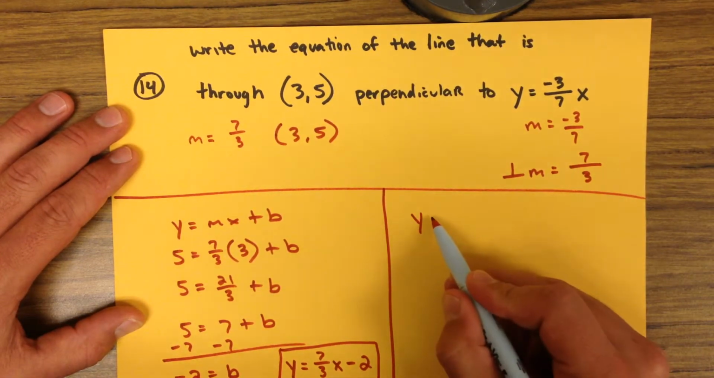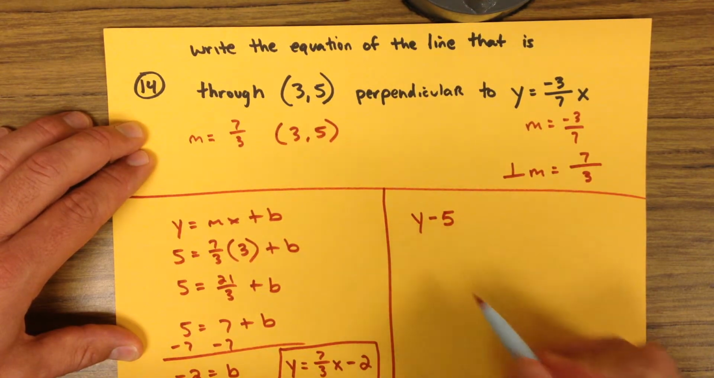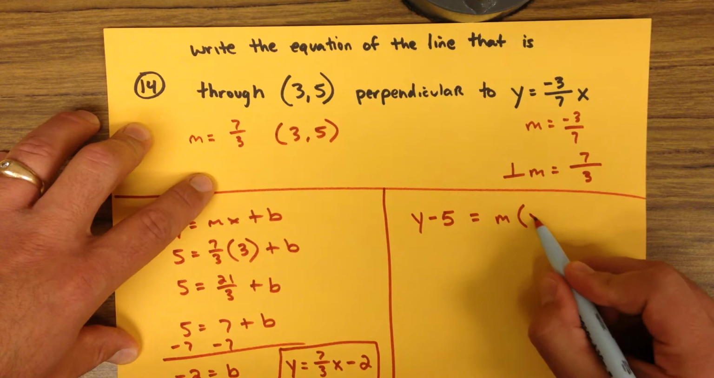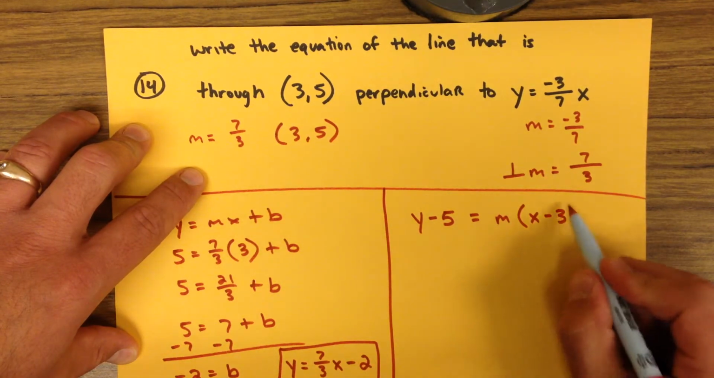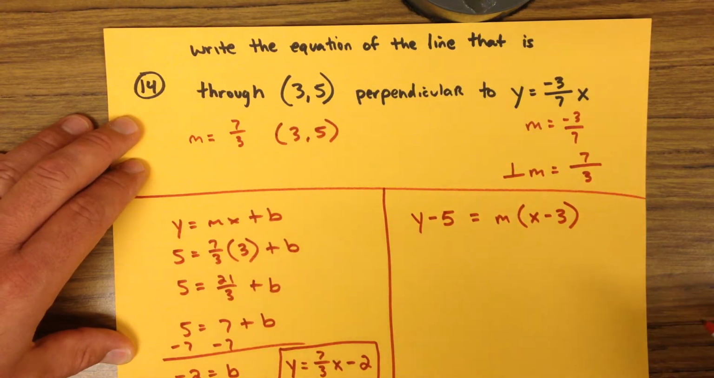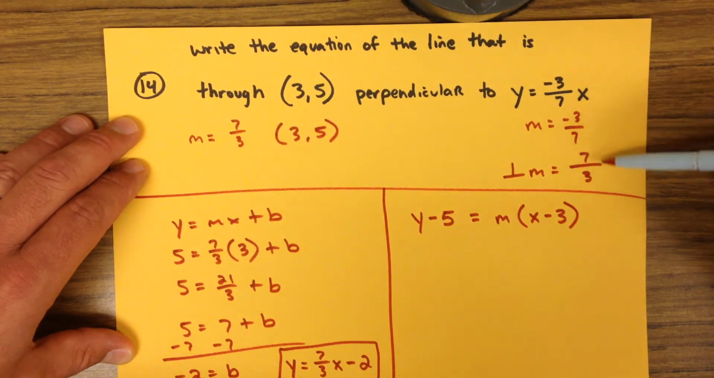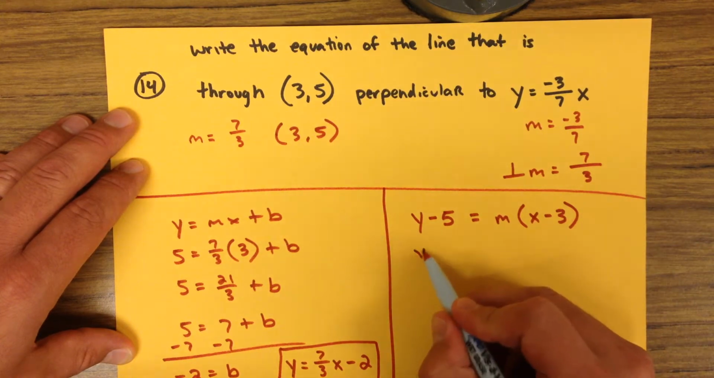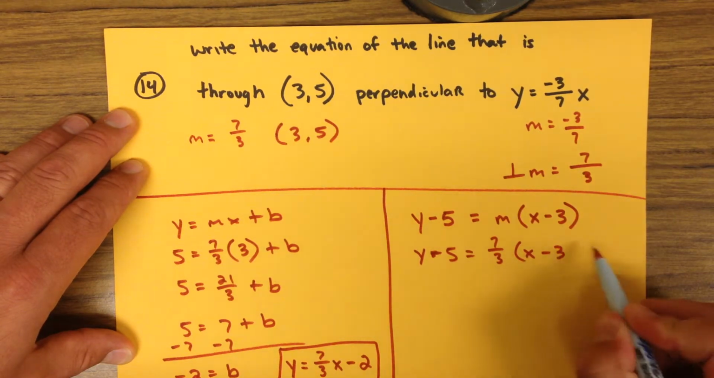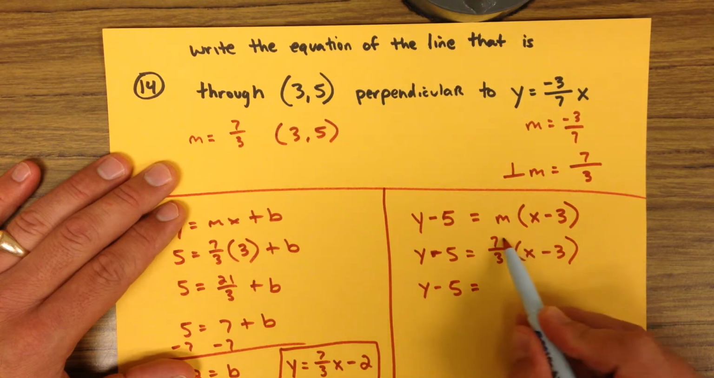So when I'm using point slope form, y minus y is 5, x is 3. Okay, I purposely left this m there because let me think about it. What does m have to be? Does it need to be the same as this slope, or does it need to be the opposite reciprocal? And we know that this needs to be the opposite reciprocal. So 7/3 x minus 3. So I need to distribute the 7/3.